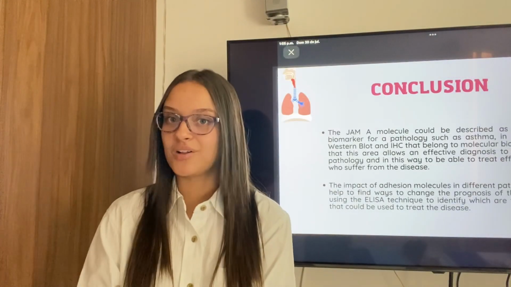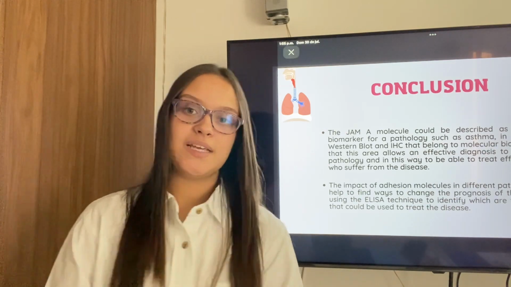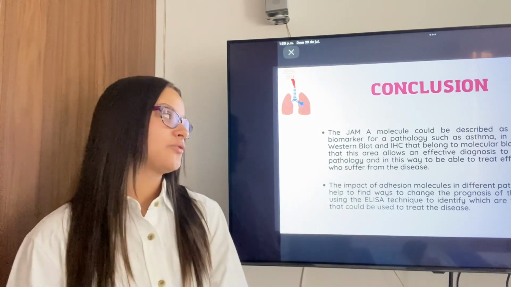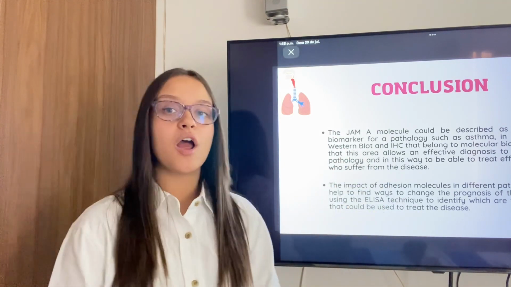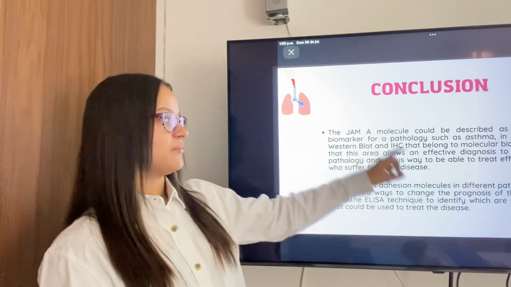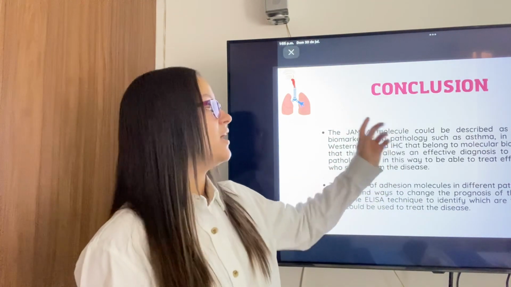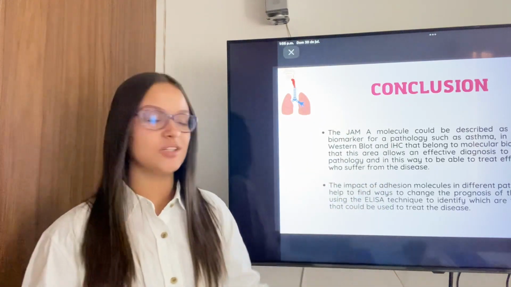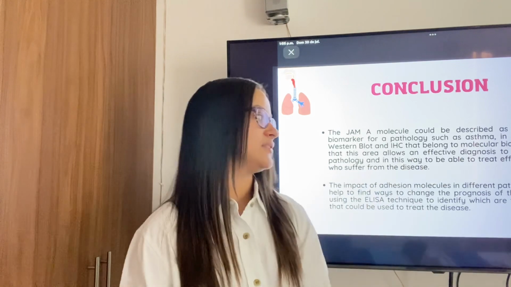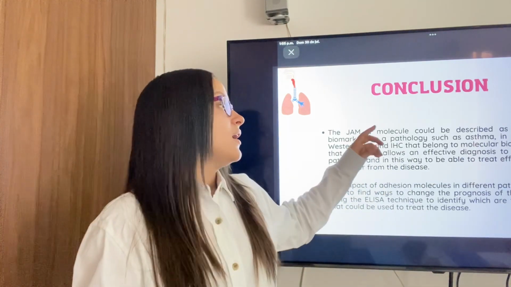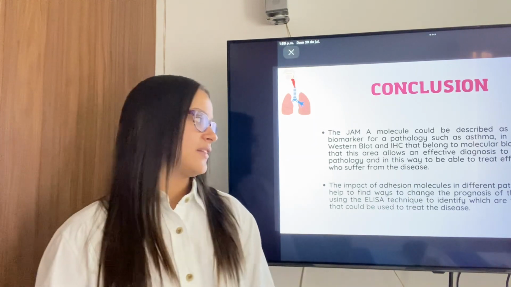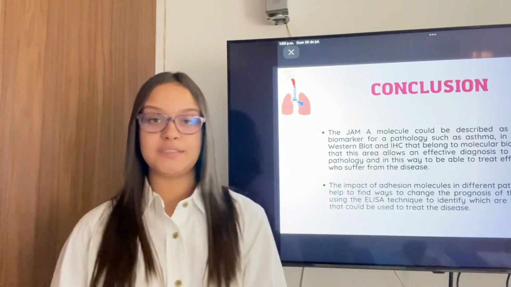So, my conclusions. The first one is the gene A molecule could be described as an excellent biomarker of a pathology such as asthma. Tests such as Western blot and IHC, which belong to molecular biology, show that this area allows an effective diagnosis to rule out the pathology and in this way to be able to treat effectively those who suffer from this disease.